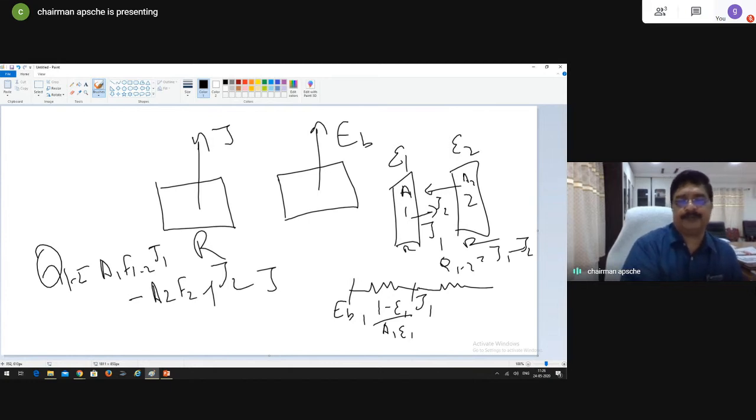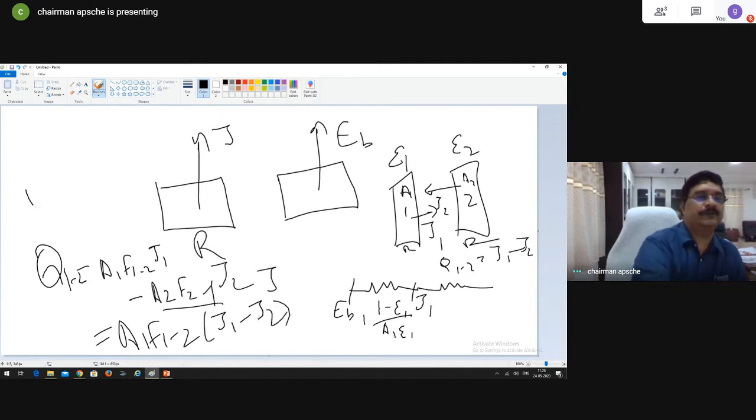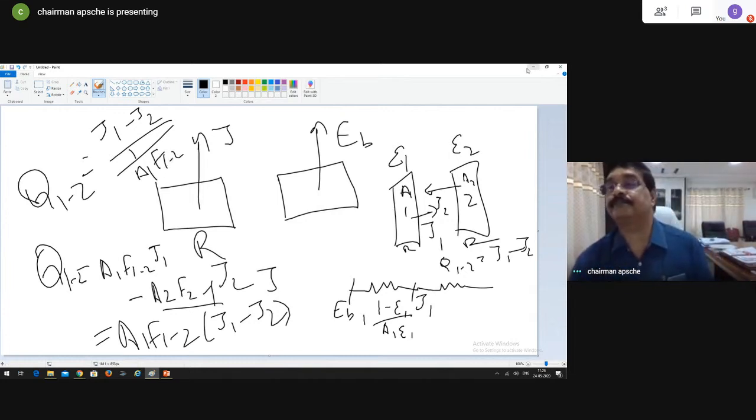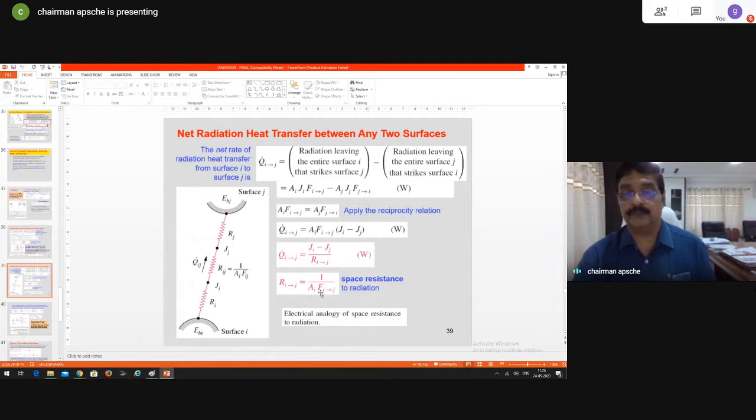And when I apply reciprocity theorem for A2 F2 to 1, I write A1 F1 to 2. That's equal to A1 F1 to 2 into J1 minus J2. So Q1 to 2 between the two surfaces when they exchange, when I write it in the Ohm's law form, it is J1 minus J2 divided by 1 by A1 F1 to 2, right? So a shape resistance is coming into the picture.